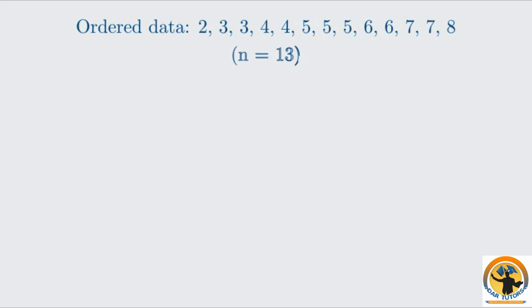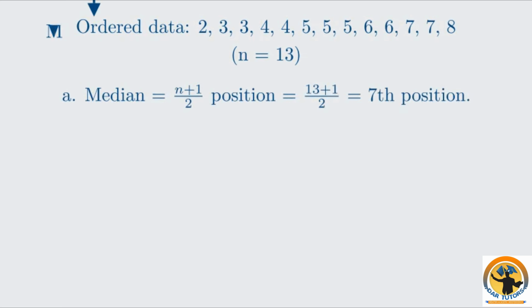Let's work through an example to see how to calculate the quartiles and the IQR. As with the median, our first step is to order the data. Here's the dataset listed in ascending order. We have 13 data points in total. Part A asks for the median. The median position is n plus 1 divided by 2, which is 13 plus 1 divided by 2, or the seventh value. The seventh value in our list is 5, so the median is 5.